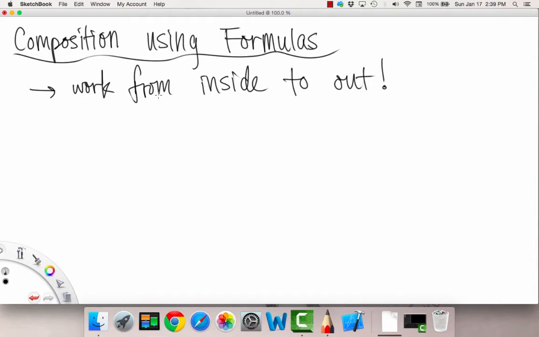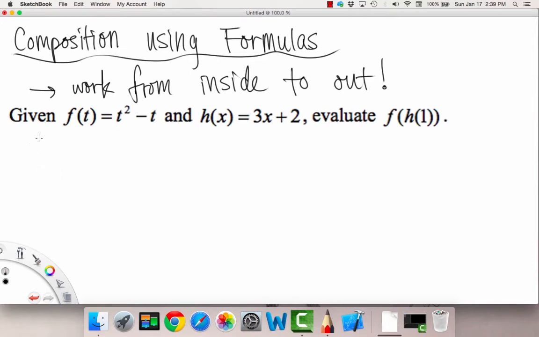Alrighty, so let's say we have something like this. This problem tells us, given f of t is equal to t squared minus t and h of x is equal to 3x plus 2, evaluate this guy right here, f of h of 1. Don't be scared by this. We're just going to do the same thing, work from inside to out. The 1 is our initial input, and the first, innermost function is h. So the first thing we have to do is figure out what is h of 1.